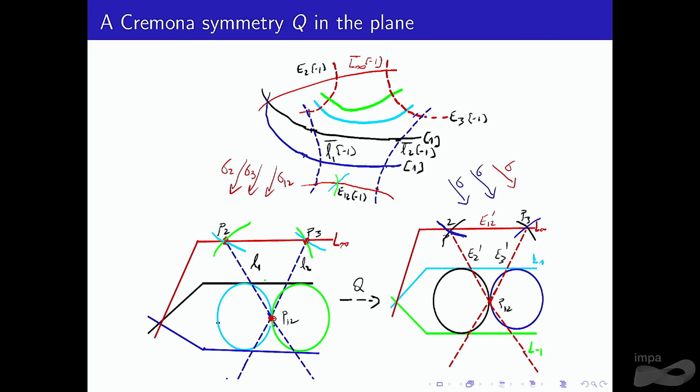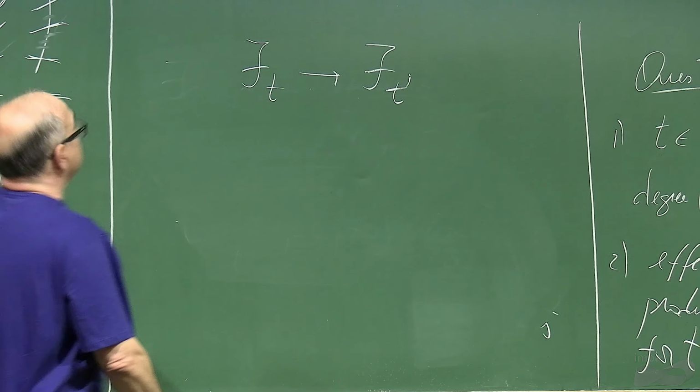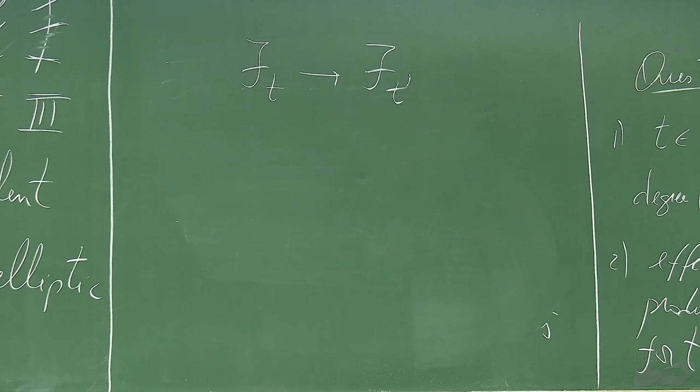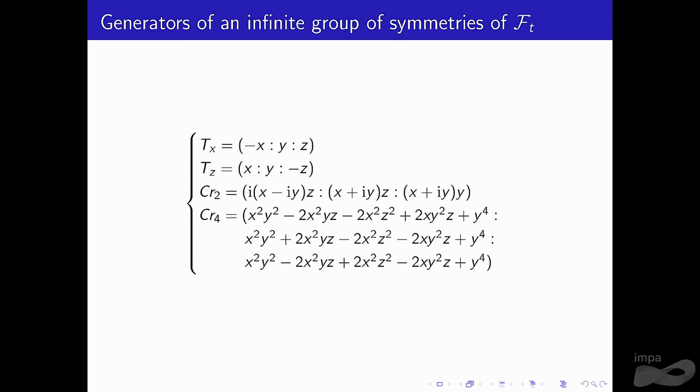In general, changing the parameter. CR2, CR4, they change the parameters. TZ sends FT to FT. TX sends FT to F minus T. These two change the parameters a lot.